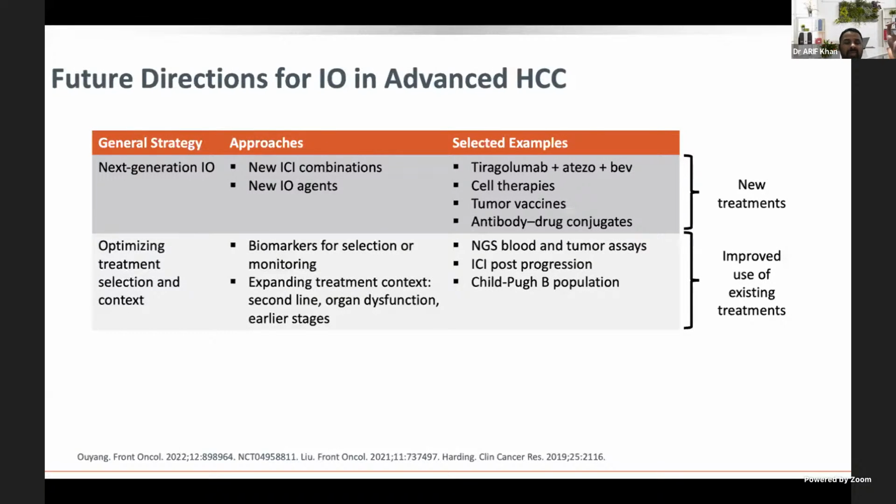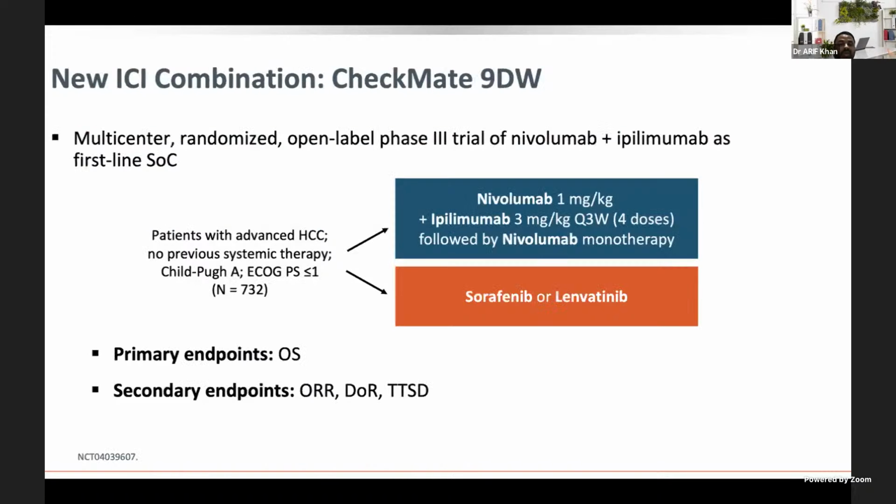The treatment is moving forward now. Very recently many trials are going on. We are moving to anti-TIGIT agents, cell therapies, tumor vaccines, antibody drug conjugates. These are all new recent developments, as we saw in ASCO 24 about CheckMate 9DW, again a dual checkpoint inhibitor as compared to sorafenib and lenvatinib. The preliminary results have shown some efficacy, so the treatment choices are going to broaden in the future.